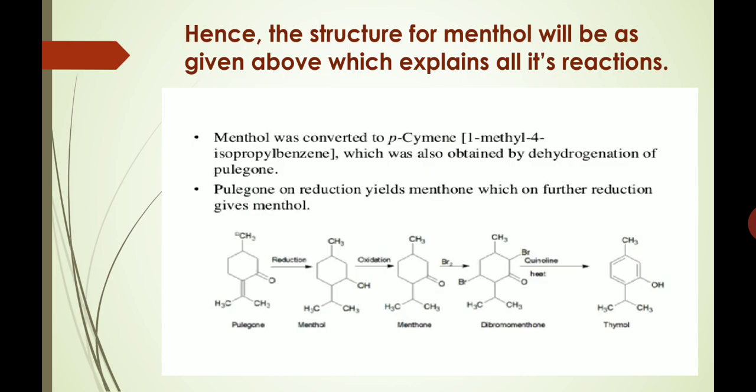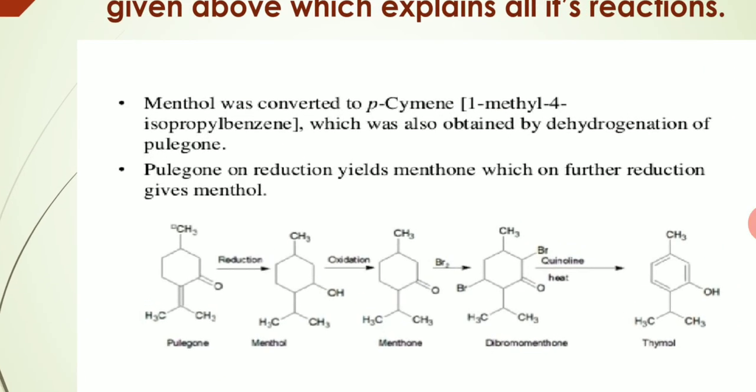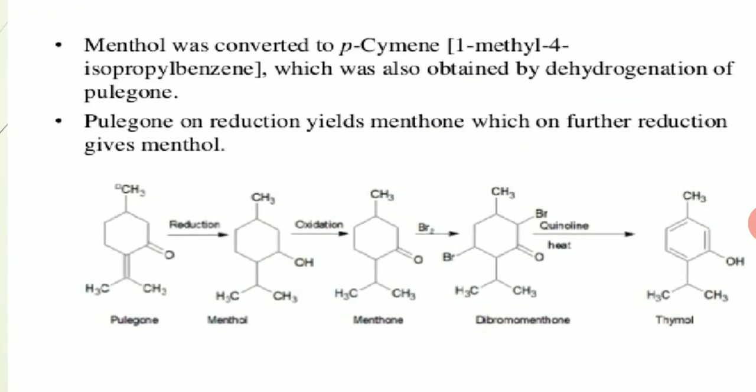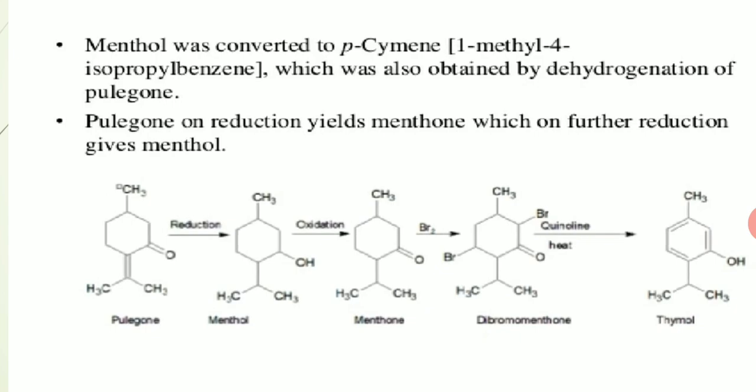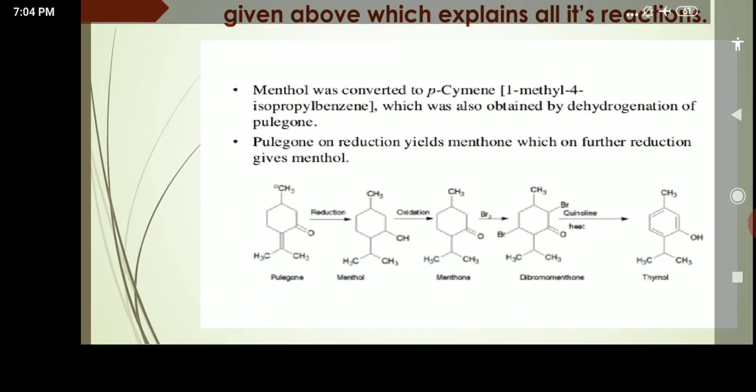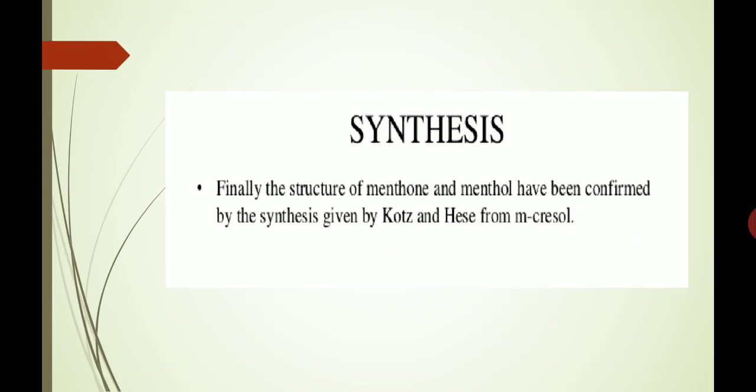For example, menthol was converted to paracymene, which is 1-methyl-4-isopropyl benzene, as we have seen in the previous slides, which was also obtained by the dehydrogenation of pulegone. Pulegone on reduction yields menthone, which on further reduction gives menthol, as we can see in this reaction sequence. Menthone on bromination gives a dibromo product, and when it is subjected to heat we get thymol.